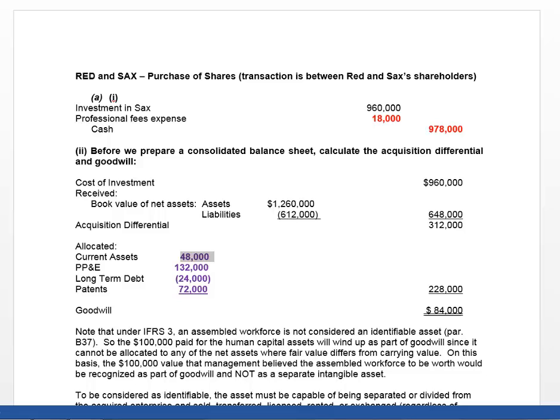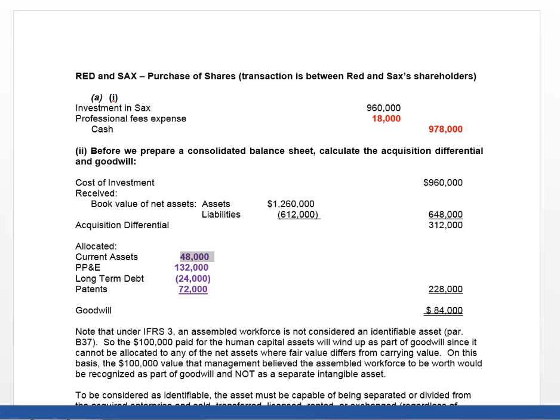Now in the second part of Part A, they ask us to prepare a consolidated balance sheet. But before we can do that, we need to see if there's any goodwill created on this business combination. So we're going to calculate goodwill by first calculating the acquisition differential. And we said earlier, and in the text, they mentioned that the acquisition differential is the difference between what you paid for the investment, which is $960,000, and the book value or carrying value of the company that you now control, which is Saks.